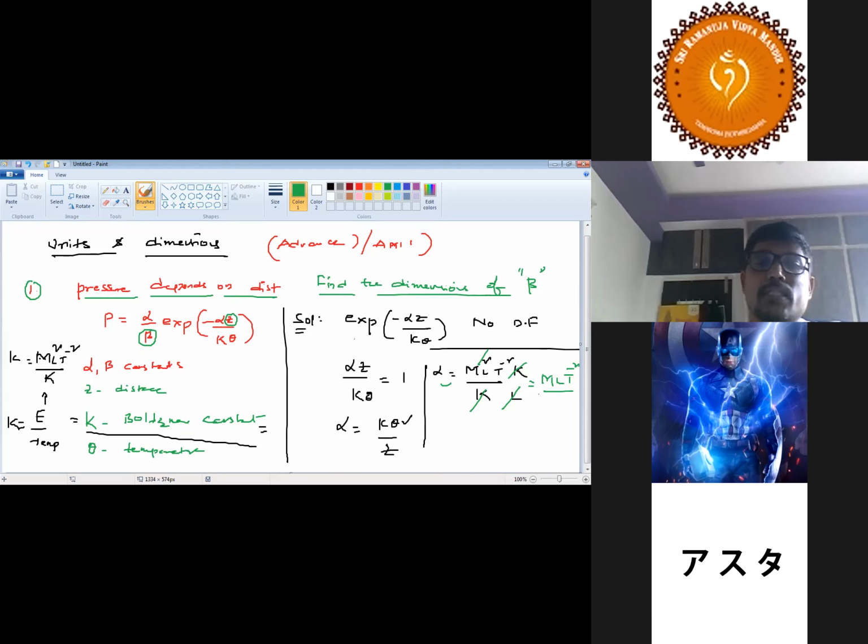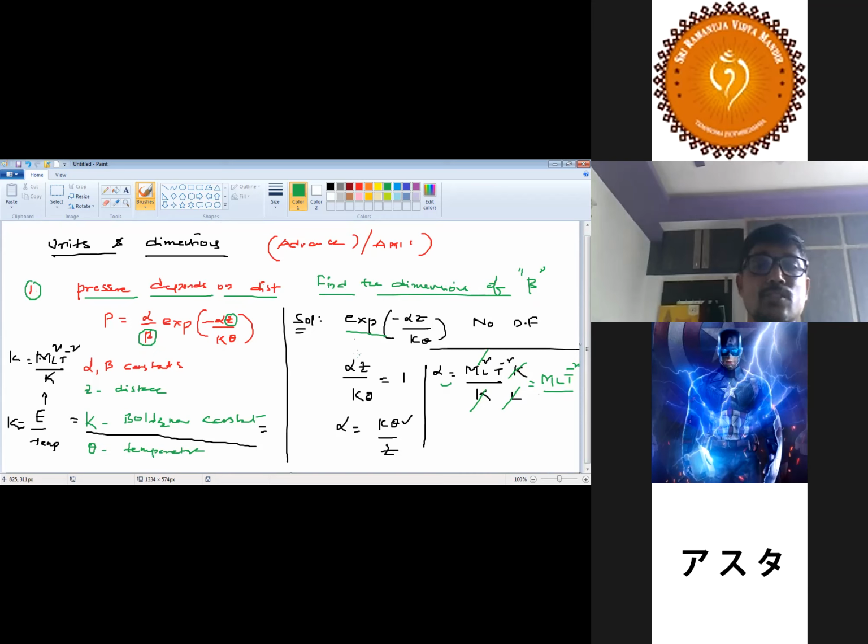If any doubt, please respond. I am finding the dimension formula for alpha. To find it, you just consider k theta by z, because here the exponential has no dimensional formula. We have a rule: exponentials have no dimension formula, logarithms have no dimension formula, trigonometric functions have no dimension formula, constants have no dimension formula.